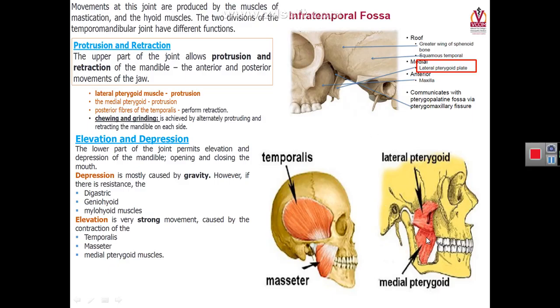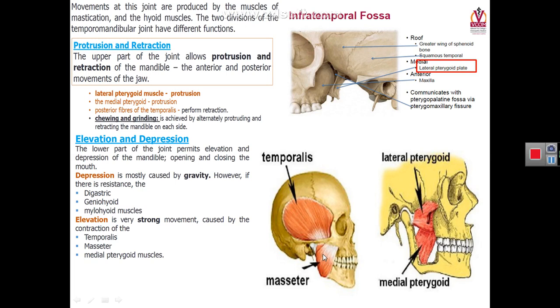Regarding the movement of the temporomandibular joint, it is produced by four muscles, which are called the muscles of mastication. One of these muscles is the temporalis muscle, which originates from the temporal fossa of the skull and is inserted into the coronoid process of the mandible. The second muscle of mastication is the masseter muscle, a quadrilateral muscle attached to the side of the ramus of the mandible and inserted into the zygomatic bone.